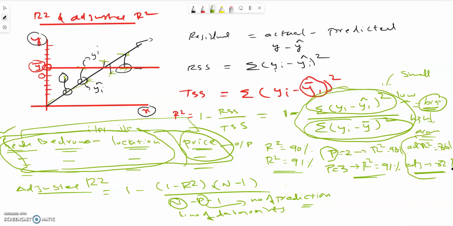So this problem we can solve by using adjusted r square, by using this equation. This equation works in such a way that whenever you add additional features, your adjusted r square will decrease further. So if you increase more and more features, the adjusted r square will be decreasing, and r square will actually be increasing. So this problem we can avoid by using adjusted r square.